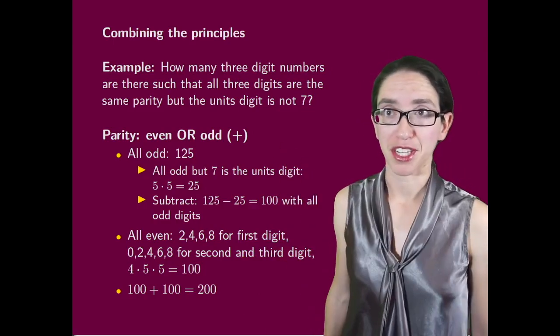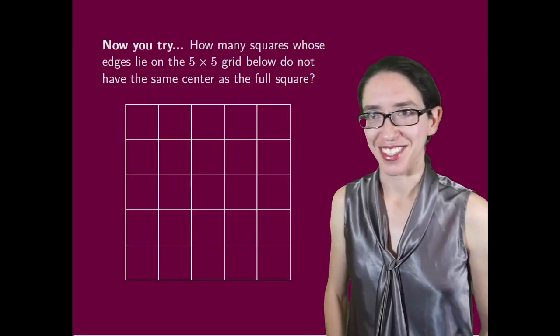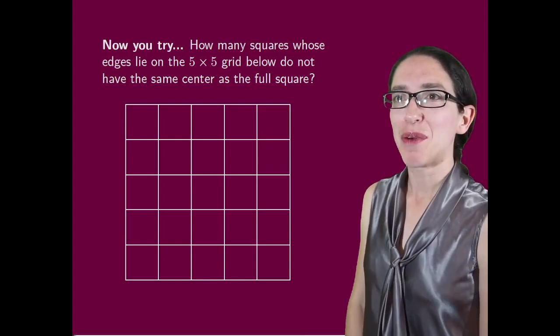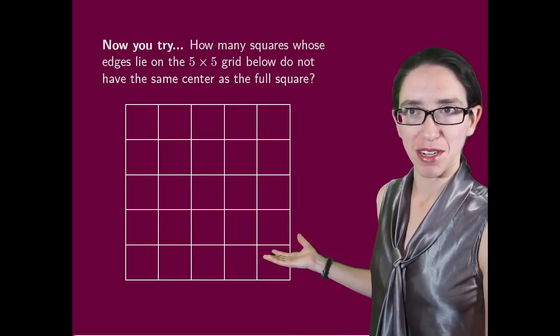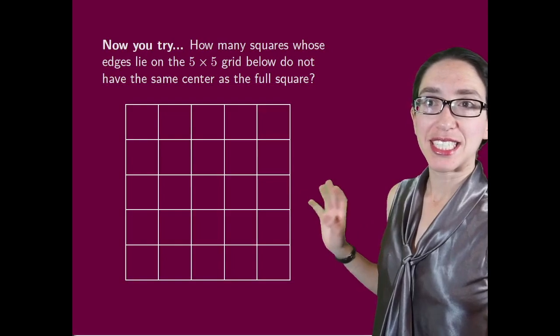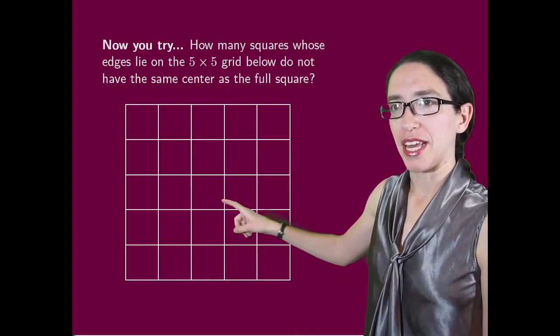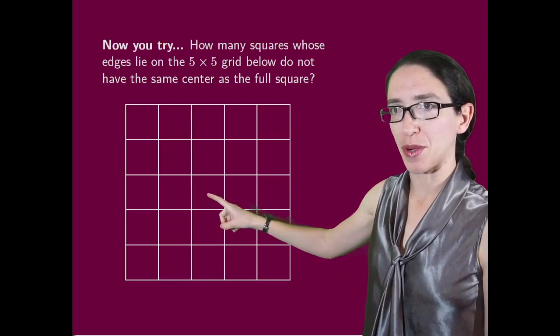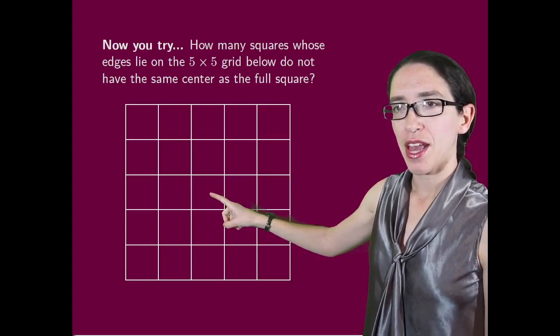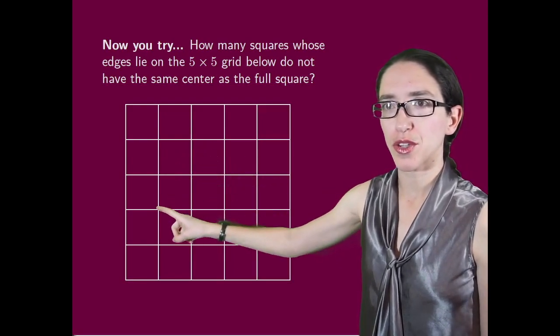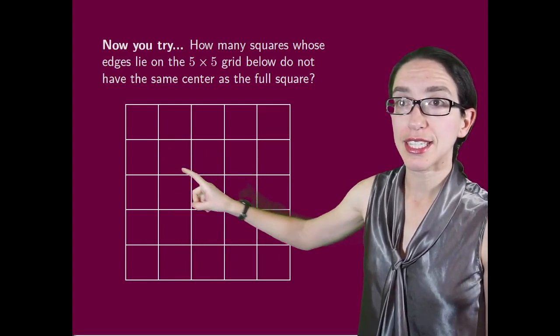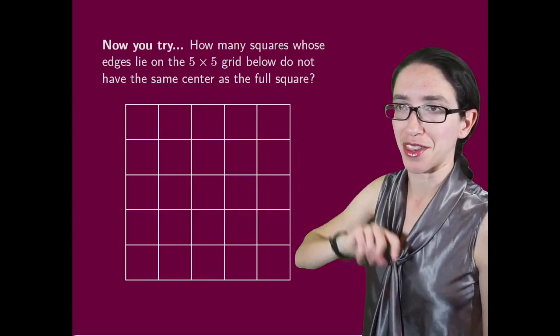So now you try to combine these principles. How many squares whose edges lie on this 5 by 5 grid do not have the same center as the full square? Meaning the center is right in the middle of this square here. Think of a little center dot there. And you want to count all the squares that you can trace out on this grid as long as the center of that square is not the same as this dot in the middle.